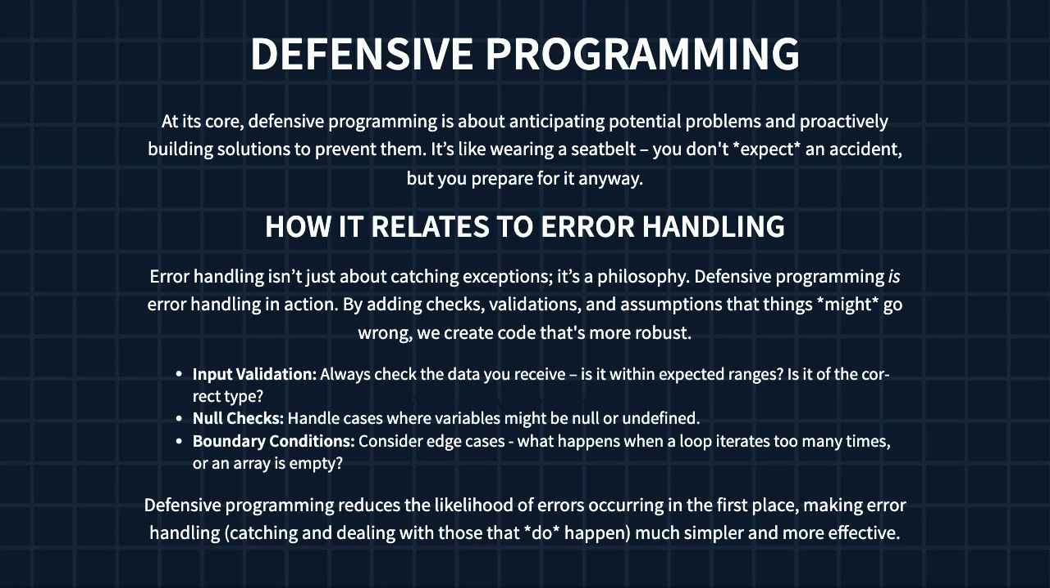Defensive programming directly relates to error handling because it significantly reduces the number of errors that need catching in the first place. We do this through things like checking our inputs, making sure they are valid, handling null values gracefully, and considering those tricky edge cases. By doing these kinds of checks up front, we make error handling much easier and more reliable.